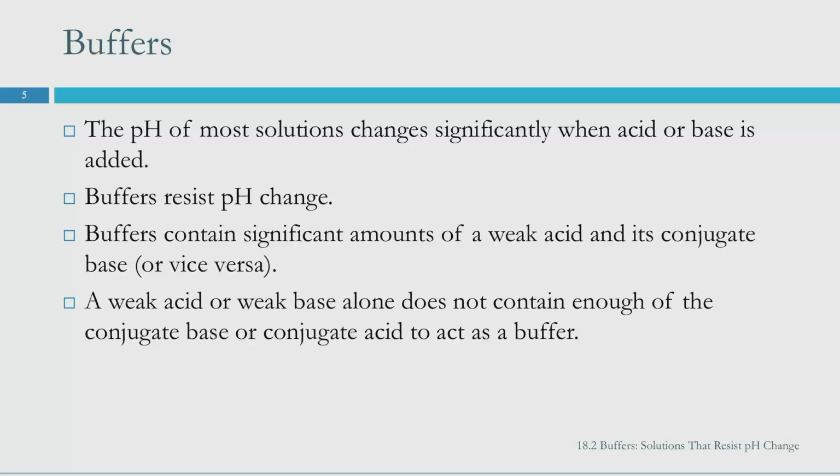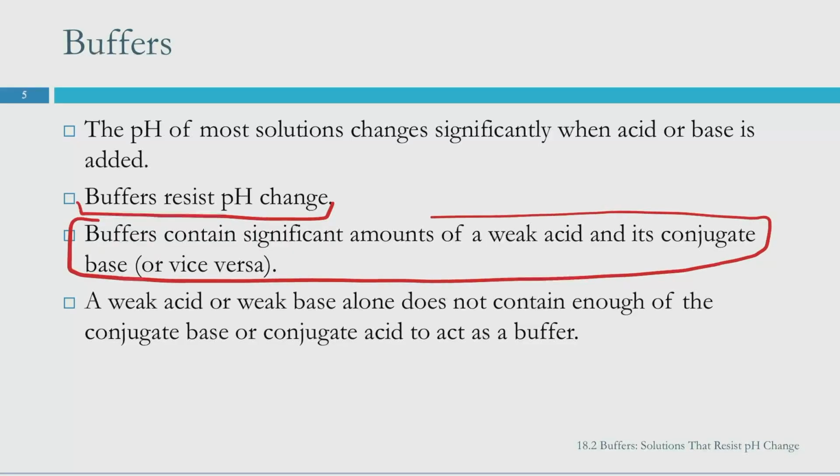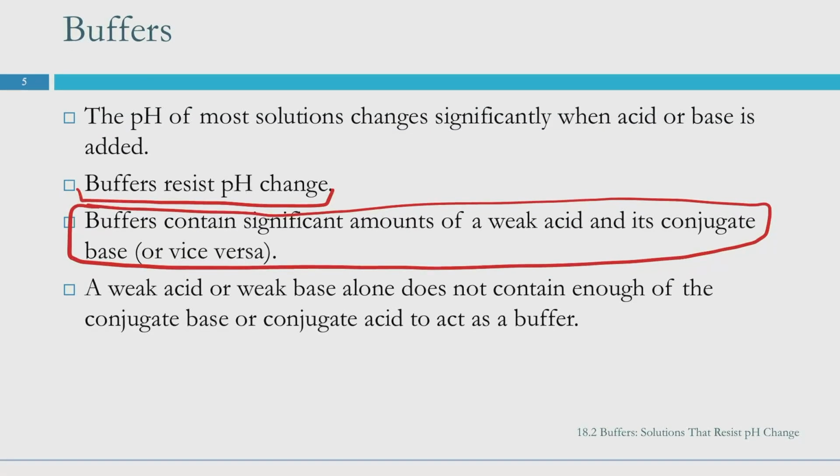Buffers. As we talked about with the example of our labs, the pH of solutions can significantly change if you add acid or base. Buffers magically resist pH change. And the way that buffers do that is they contain significant amounts, maybe even similar amounts, of a weak acid and its conjugate base, or a weak base and its conjugate acid. So we can swap those two terms.